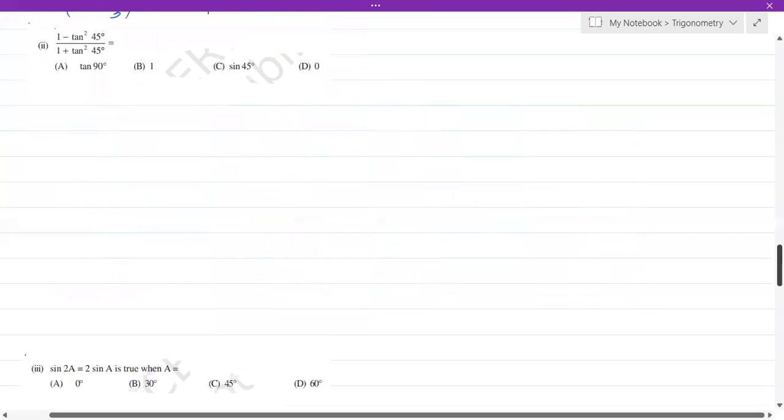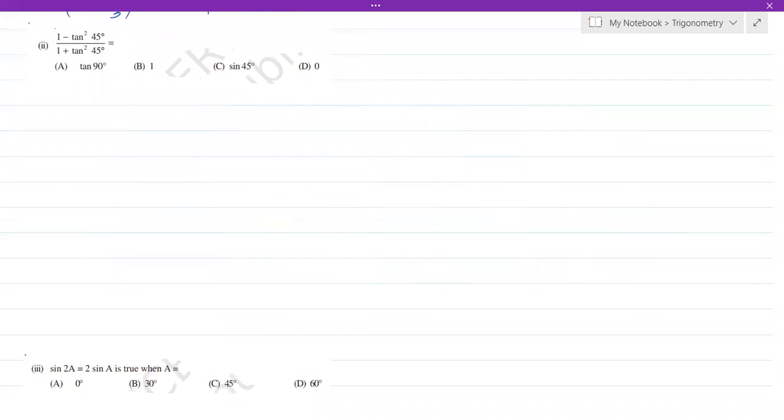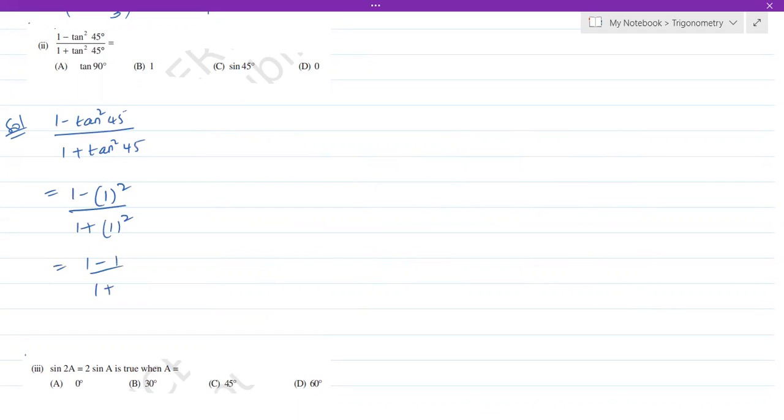Similarly, let's solve the next question. So let's write the question. 1 minus tan square 45 divided by 1 plus tan square 45. Now 1 minus tan 45 is 1, so square it. 1 plus tan 45 is again 1, square it, because we have got tan square. 1 minus 1 divided by 1 plus 1. 1 minus 1 is 0. 1 plus 1 is 2. So 0 by 2 is 0. So we have got the final answer as 0.